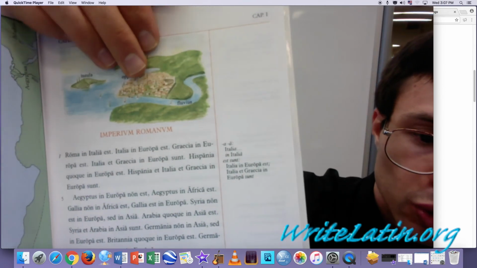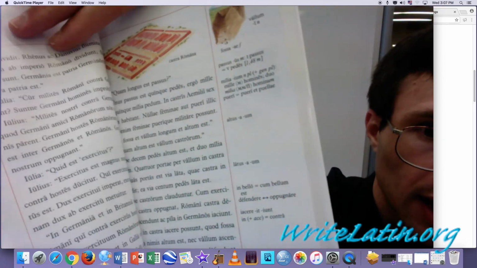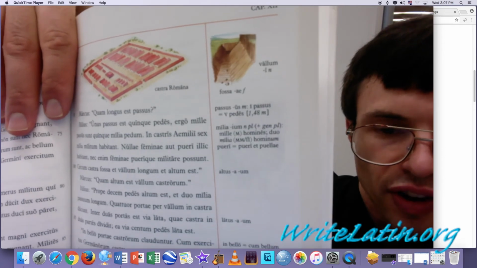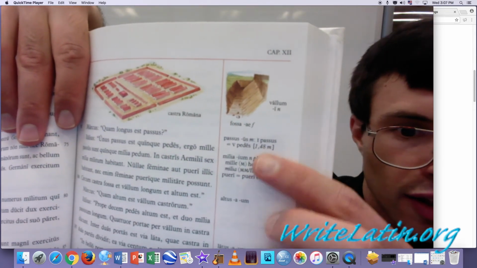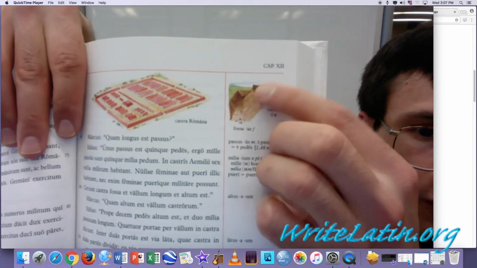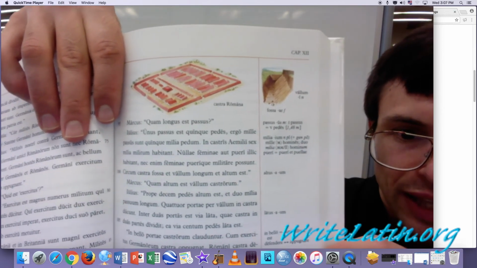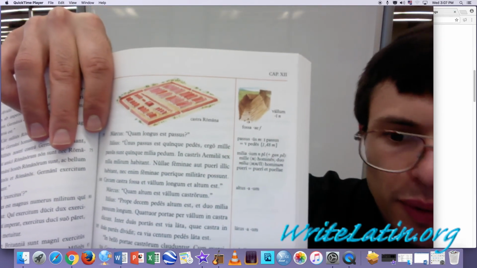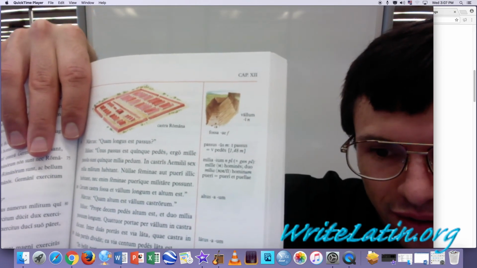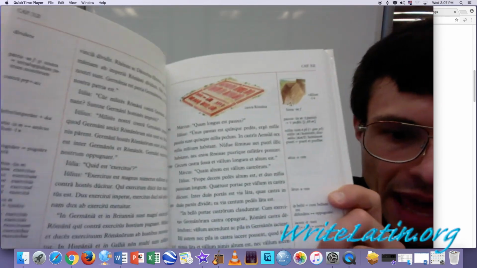The author will also put new words over here in the margin, and sometimes they'll even put a picture to help out. Like there's the new word fossa, and the author wanted to show you that the fossa is related to a vallum up here. Fossa and vallum often appear together in real life. So you can probably guess what those words mean. But the author would rather you just think about it in Latin, not translate it into English, because you'll go better if you just think about it as Latin.